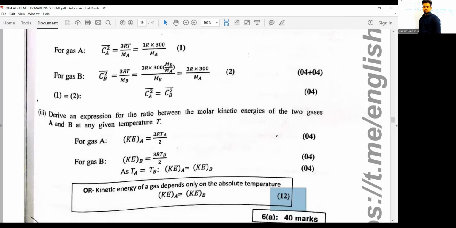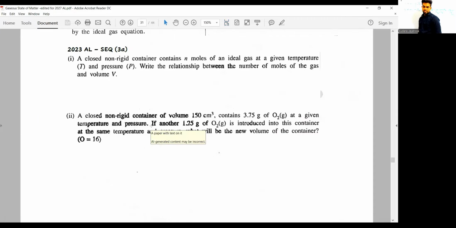Right, then look at this one, 2023 A-level structured essay question. A closed non-rigid container contains n moles of an ideal gas at the given temperature and pressure. Write the relationship between the number of moles of gas and the volume. So it's a non-rigid container. Non-rigid container means like a balloon or something. It can change the volume. But the temperature and pressure are fixed.